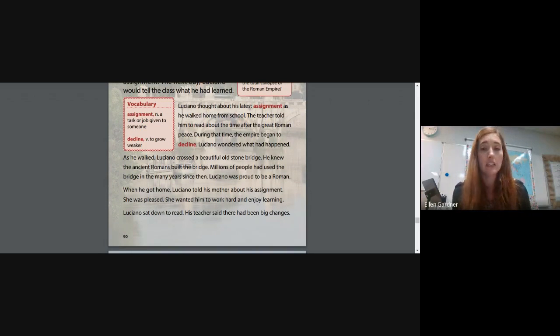Luciano thought about his latest assignment as he walked home from school. The teacher told him to read about the time after the Great Roman Peace. During that time, the empire began to decline. Do you all say decline? Decline means to grow weaker. So this empire is starting to go downhill, growing weaker and weaker. It had been conquering more and more areas of land, and now it's starting to shrink and grow weaker.